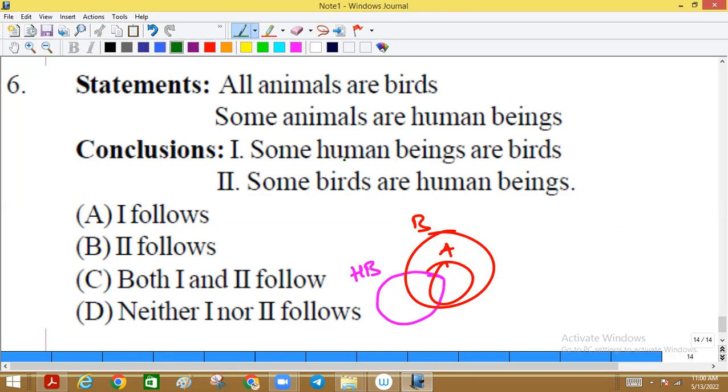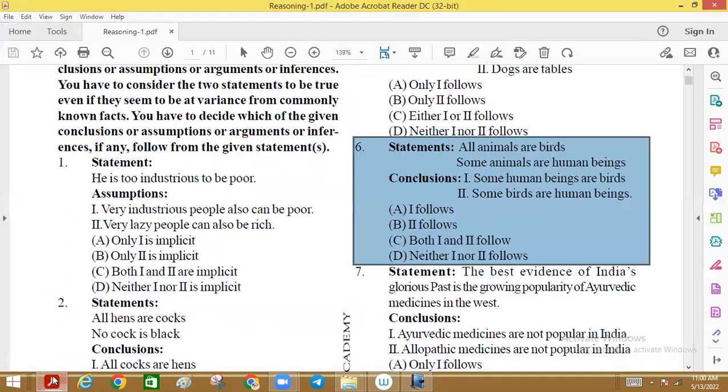Now see here, some human beings are birds. So there is an intersection between birds and human beings. So obviously this is correct. Some birds are human beings. This is also correct. So both are correct. Next.